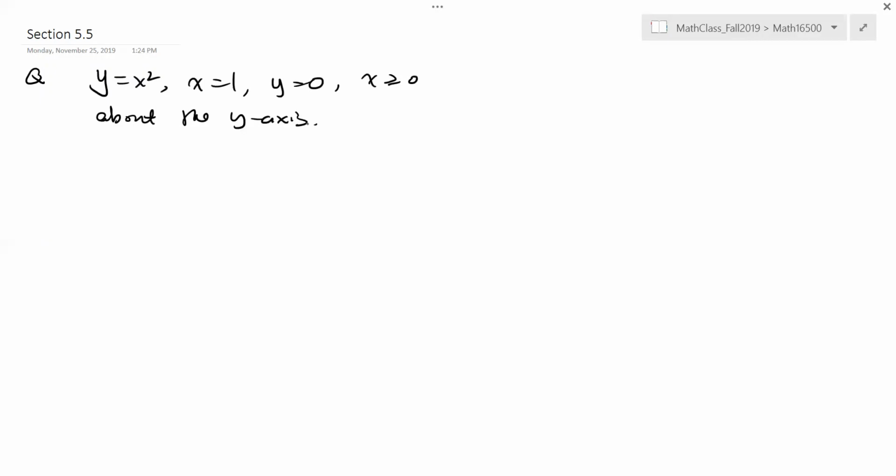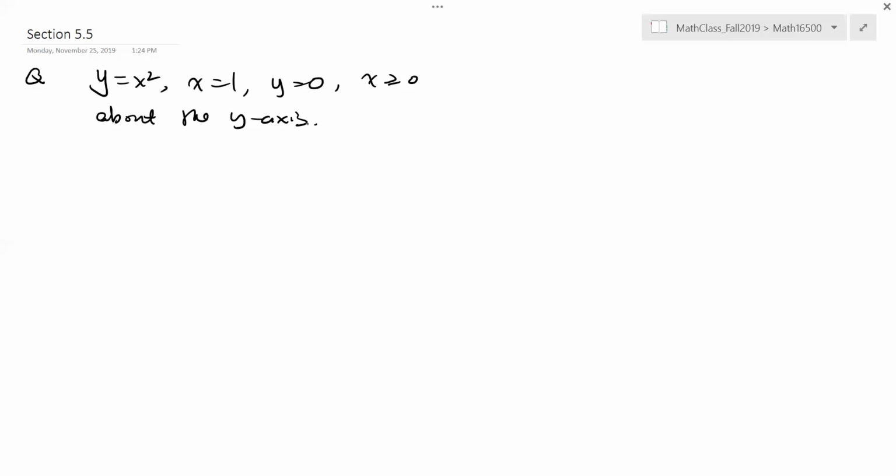So the region is bounded by those equations, as a curve determined by those equations. And you rotate that region in the xy plane about the y-axis.